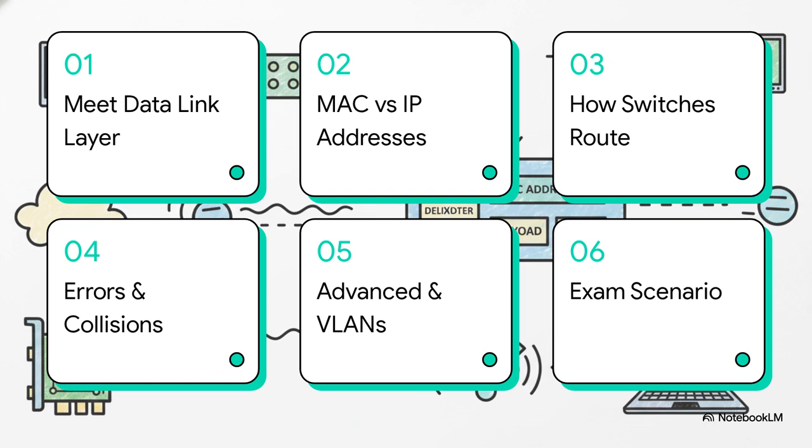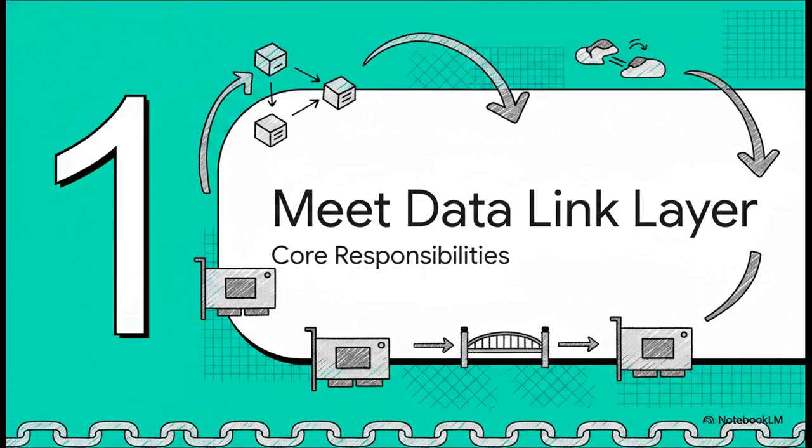We'll quickly cover the basics of the data link layer, pit MAC addresses against IP addresses, figure out how switches actually route frames, look at error control, dive into VLANs, and finish up with a real-world troubleshooting scenario. Let's get to it. Starting with Section 1, Meet the Data Link Layer, let's lay down those foundational mechanics.